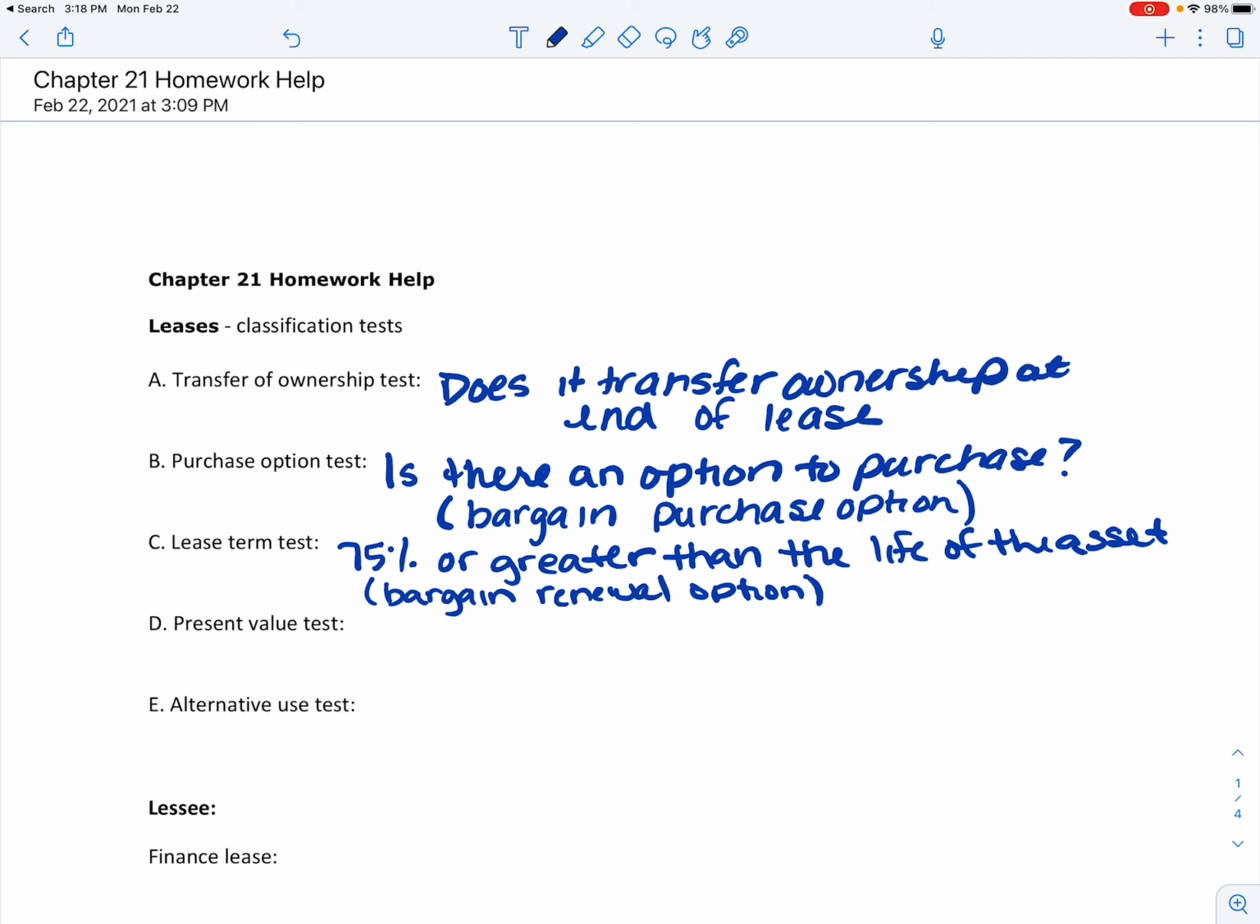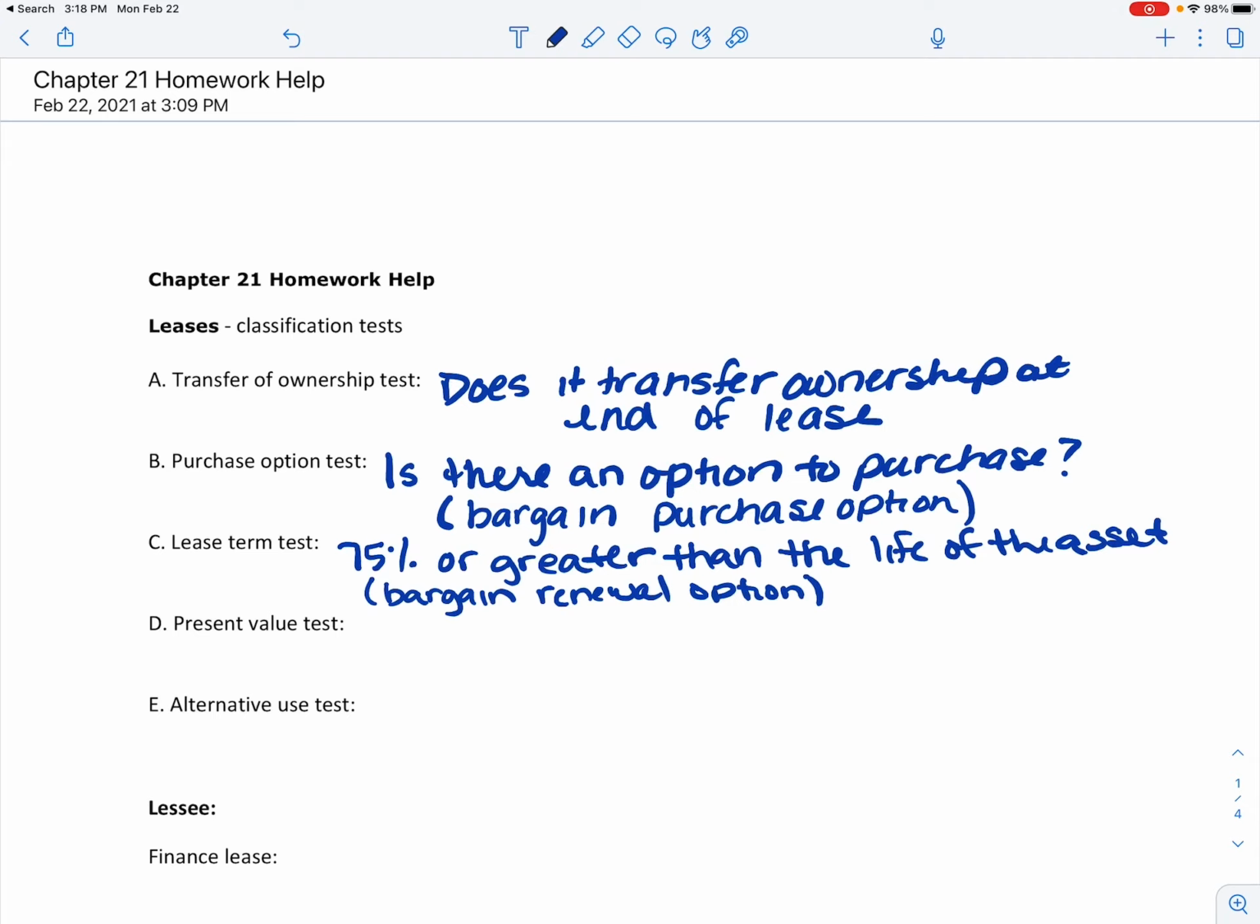The present value test. We're going to get into the tables, and I'm going to show you how to use those, so don't get too concerned. People tend to get scared about those tables, and it's really just a simple thing we're looking at.